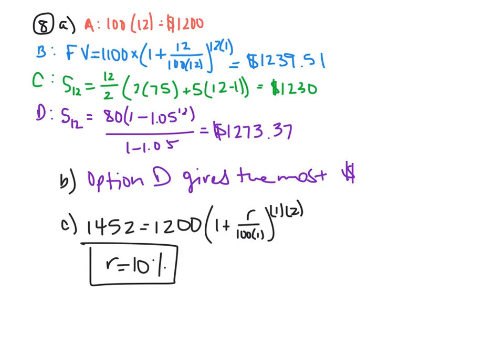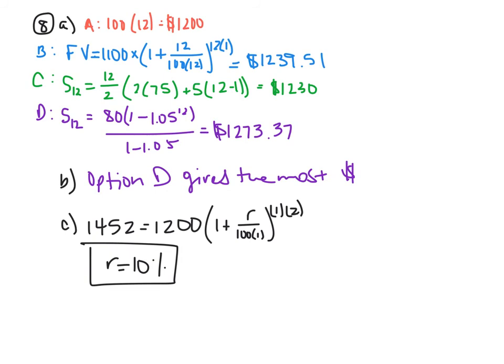Question number 8 is a topic 1 question, so it's talking about money and sequences and series. So it's a review question. Part A wants us to figure out how much money Vera would have depending on her 4 options after 1 year. So option A, she just gets $100 every month for a year, so 100 times 12, she'd end up with $1,200.